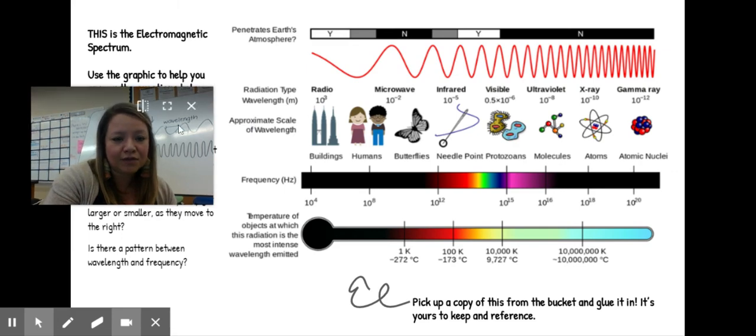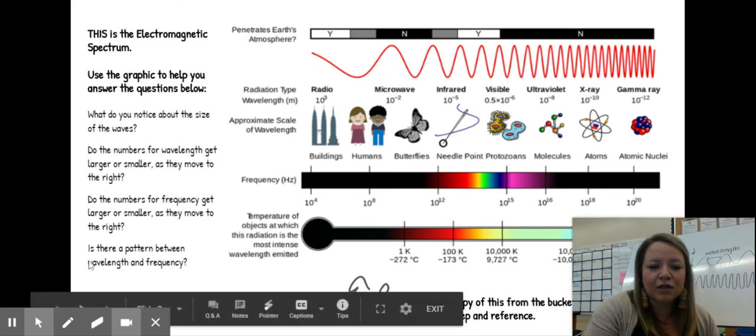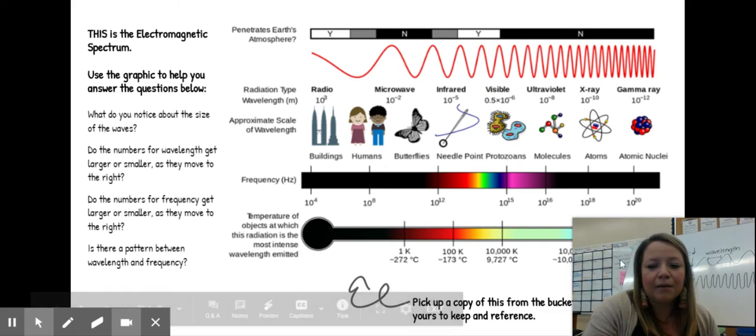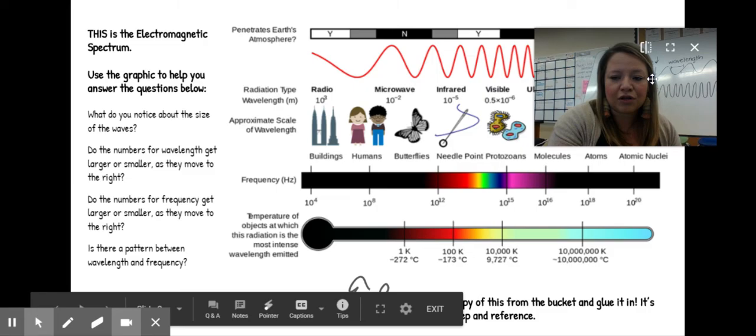And then to finish out the video, I would like you to just ponder on these questions right here, especially this one. Is there a pattern between wavelength and frequency? And also, what pattern do you notice about the temperature in terms of energy?